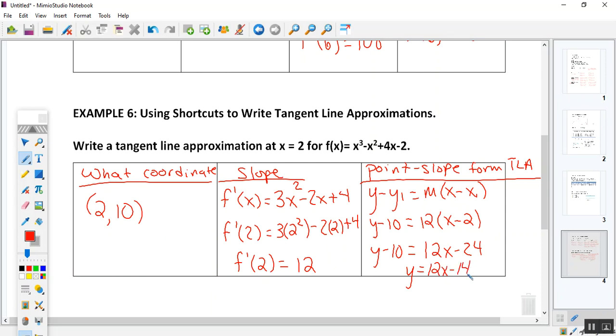Okay, so let's just be clear on this, kids. First thing we did is figured out what coordinate that x value is going to kick out for us on the original function. Okay, once we knew that coordinate, we said, okay, now I need to know the slope. And if I'm looking for the slope, what do we have to do to the original function, kids?